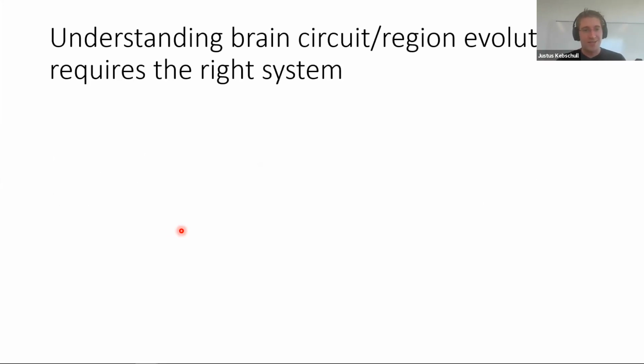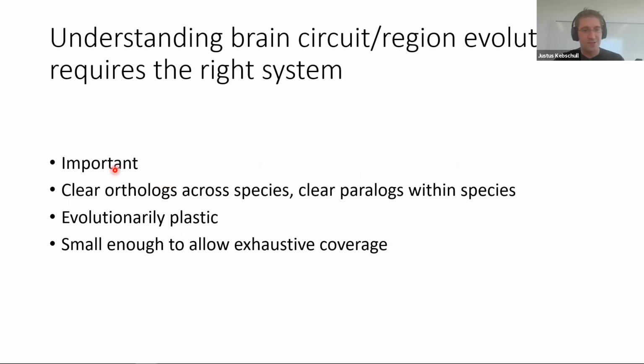To make any progress towards answering this question, I think it's critical to pick the right system. What I mean is that obviously we want the system to be important, right? We want there to be clear orthologs across species and clear paralogs within species, so we can do both between species comparisons as well as within species comparisons. We want the system to be evolutionarily plastic so that things have actually changed and we have the delta to compare across. And ideally, we want the system to be small enough, at least in some species, to allow for exhaustive coverage so we don't just miss things.